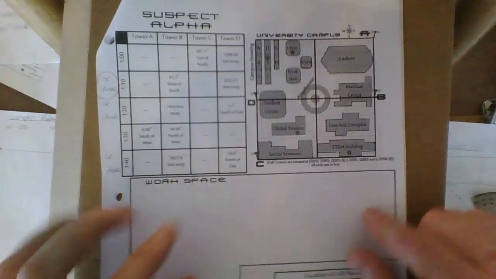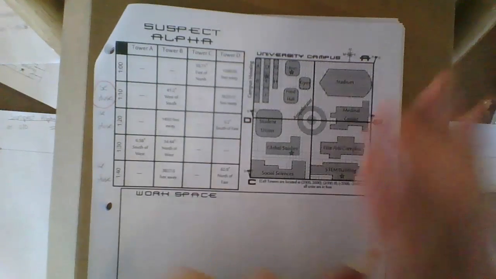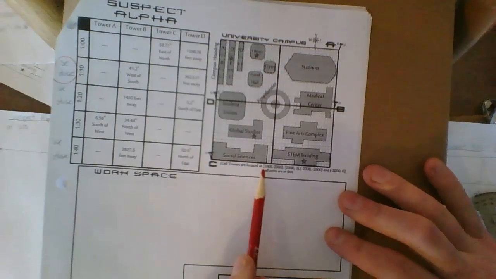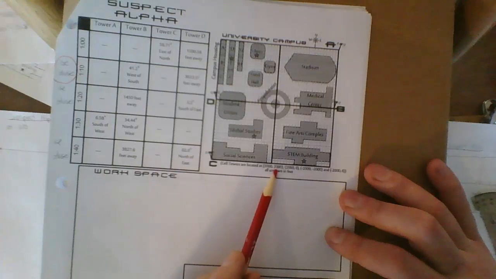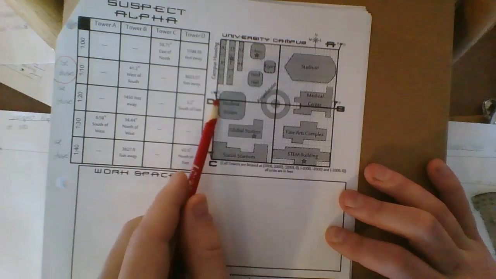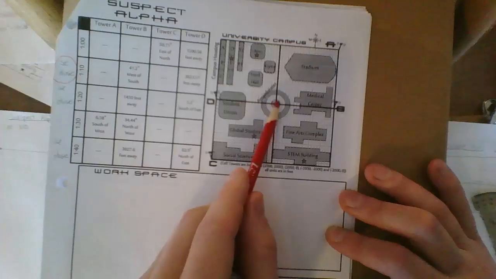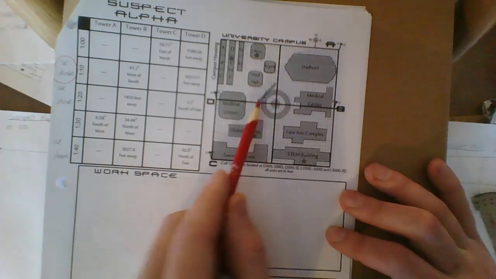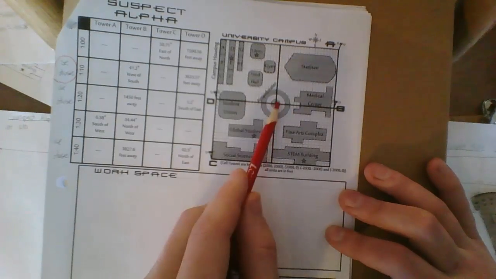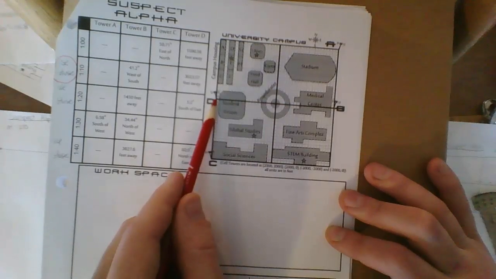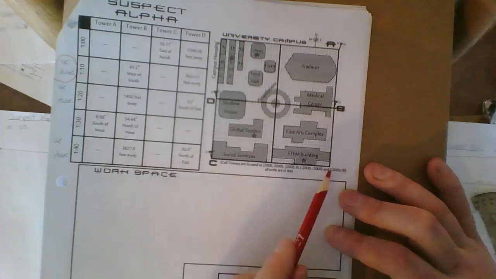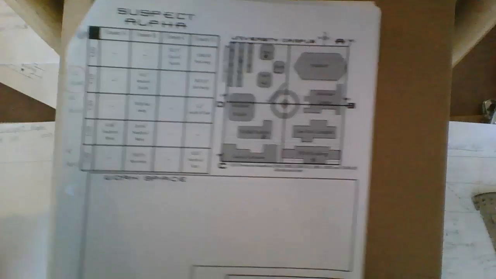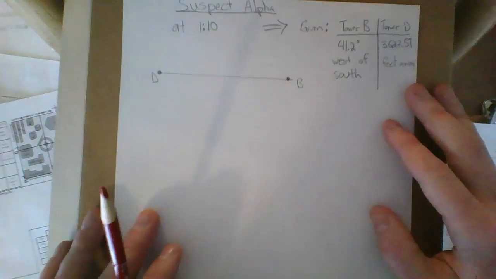Okay, so tower D and B are given as 4,000 feet apart. The coordinates here are saying where they are. So each distance here is 2,000 feet, and this is 2,000 feet. So the distance between tower D and tower B is 4,000 feet. Okay? So we're going to get a blank piece of paper and we're going to draw our diagram.